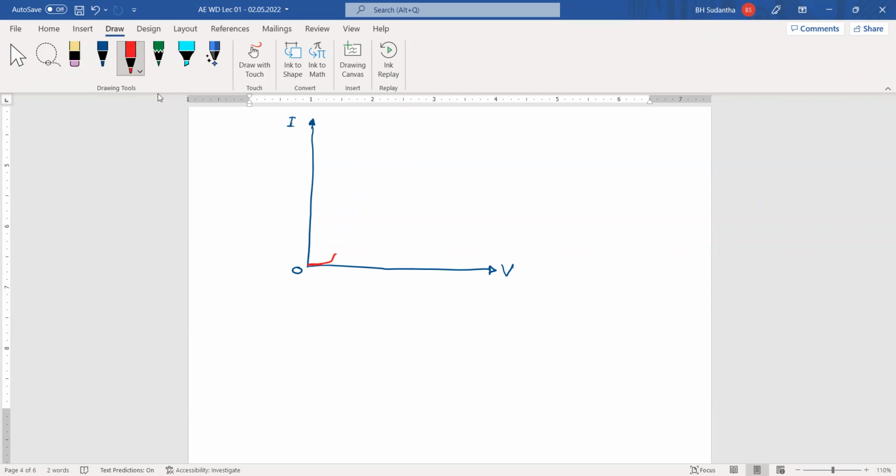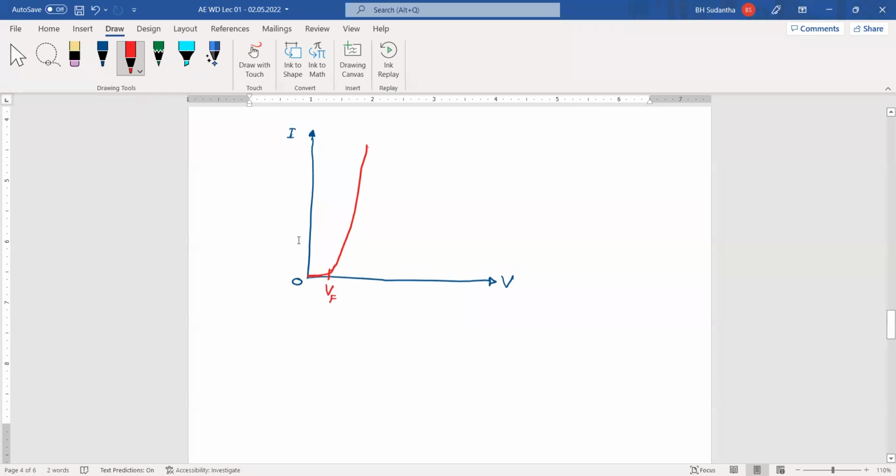You may ask how we know that it's rapidly increasing like that. But anyway, this is the characteristic curve of the diode. When you apply this voltage, after this voltage, current is going through the diode. Then we say this is VF, the forward voltage. After that, with this small amount of voltage change, the current is rapidly increasing.